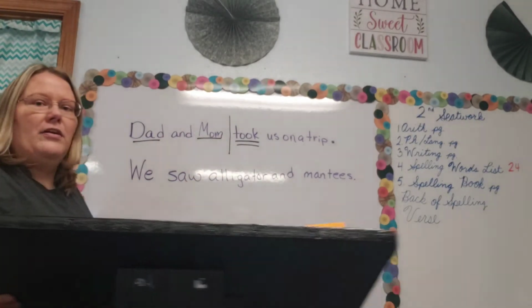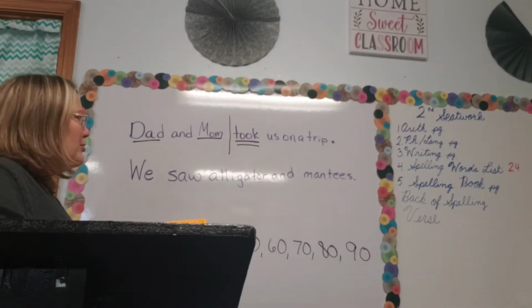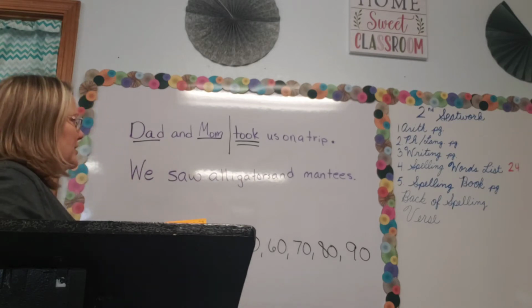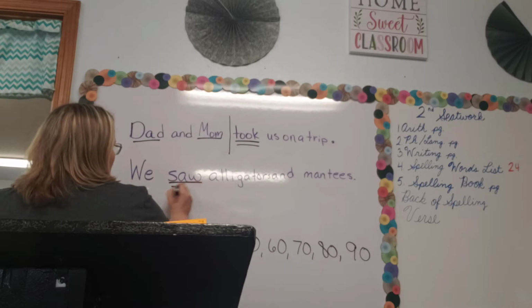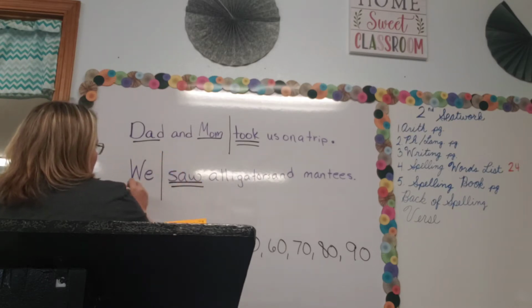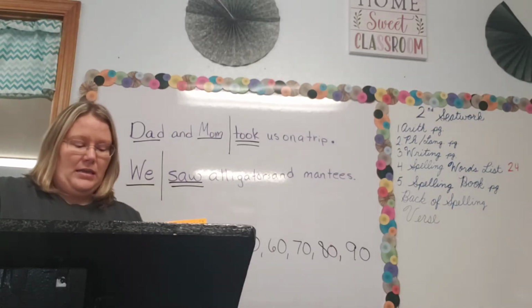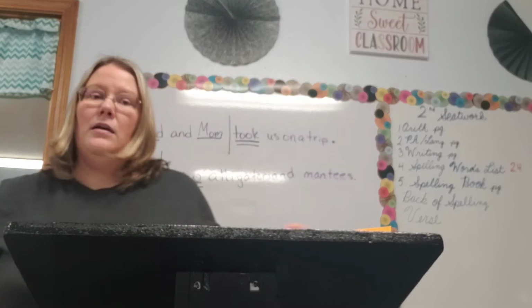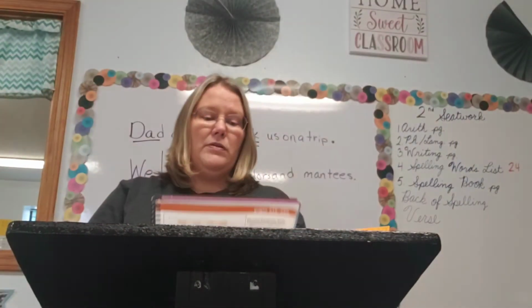Then we have, let me move this a little, it's kind of hard to see, we saw alligators and manatees. Let me put my S on there, forgot that. So we're looking for our action word, and it is saw. So we divide before the action word and we underline our subject. We saw alligators and manatees. Okay, just a quick review of our sentences today. Over the next couple weeks, we will have some days where it's just a review day.